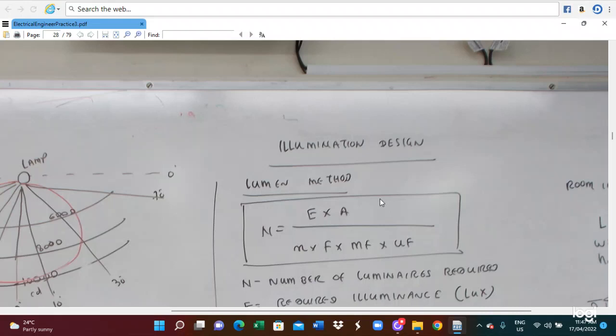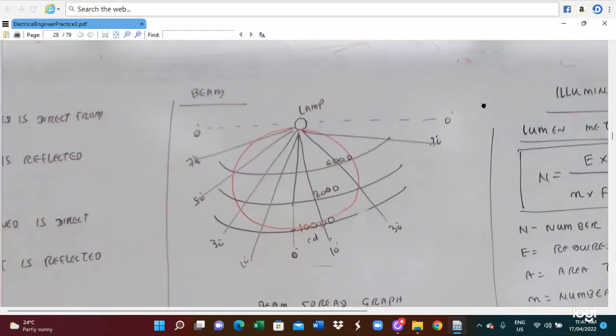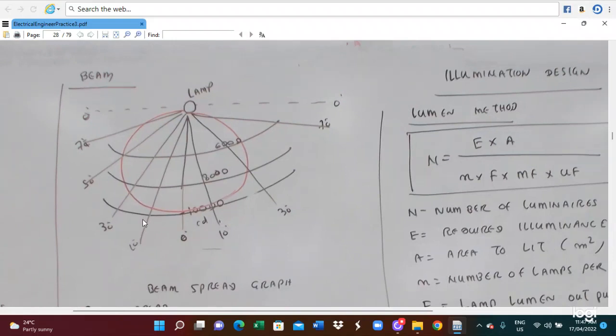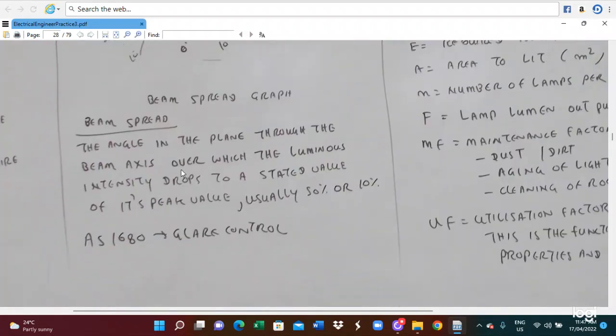So this is for the illumination design. This is the illumination design system. So light beams are present, and depending on the angle, this is where the beam will separate like this. So this is the light, this is the angle, so that we can draw the illumination and the angle, we can get the light. So this is the beam spread. Beam spread is the angle in the plane through the beam axis over which the luminaire intensity drops to a stated value, usually 50% or 10%. So this is approximately per AS 1680. So this glare control method needs to be utilized.